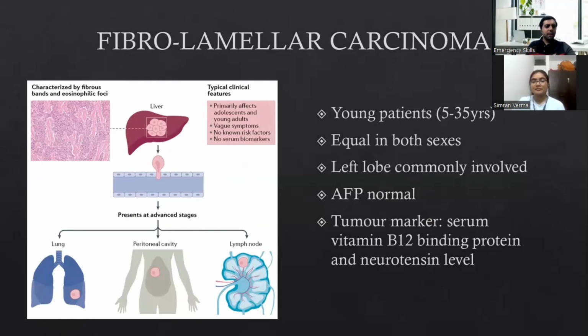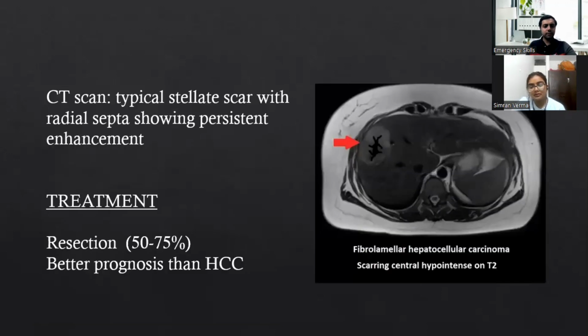In the diagram you can see metastasis to other areas. In advanced cases you can see it in the lung, peritoneal cavity, and lymph nodes. In clinical features, it is the primary where symptoms will be there, with no biomarker and no risk factors. Moving on to the CT scan, we have a typical stellate scar with radial septa showing persistent enhancement. In treatment, it is resection, which is done in 50 to 75% of cases. It has a better prognosis because HCC is like you are dead. Dead means you have to do only palliative care, or liver transplantation is the only option.